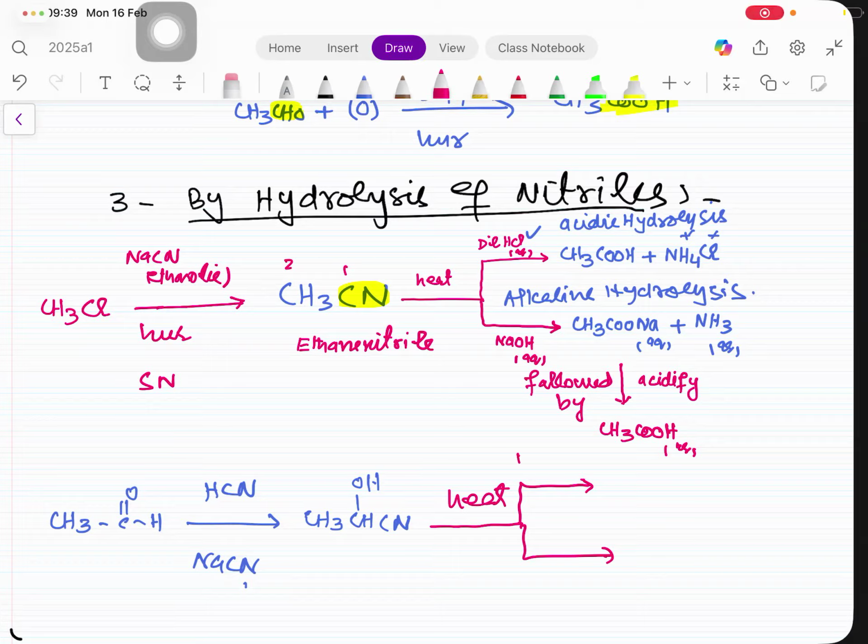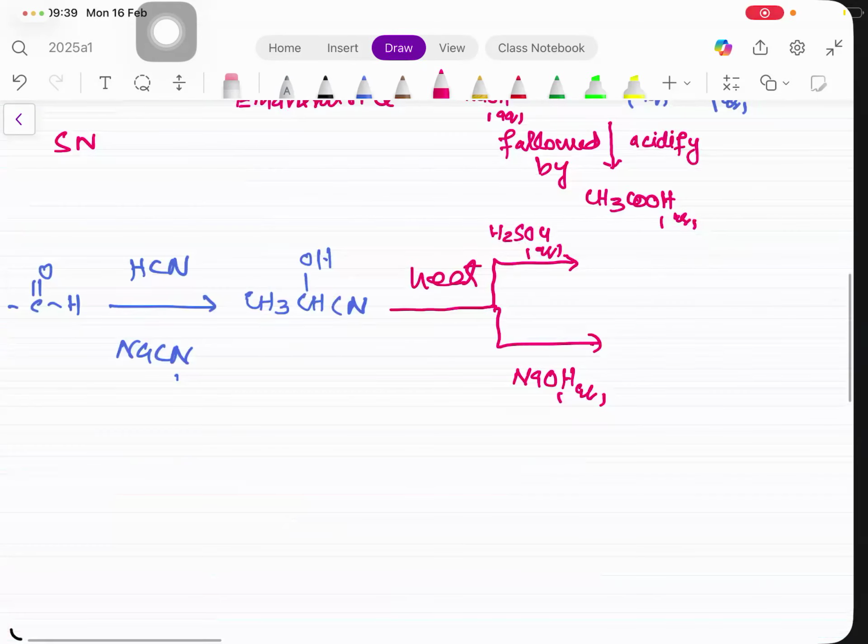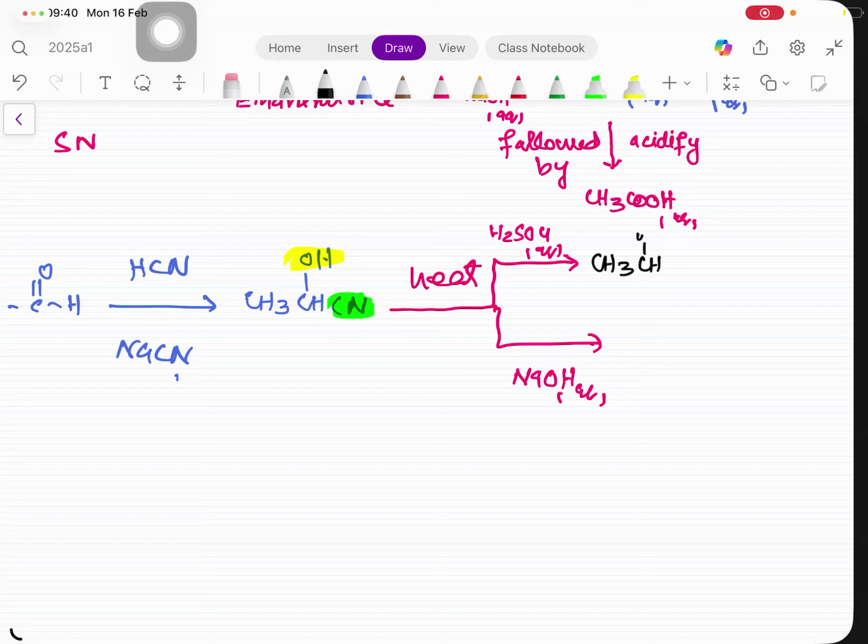Dilute, for example, now I'm going to take H2SO4 aqueous. Here is NaOH aqueous again. What happens? The hydroxy part is not going to react with acid. We know that. So when a functional group is not reacting with a particular reagent, that functional group remains as it is in the product. So the product only changes at CN, which will become COOH. So CH3CHOH is there, and this becomes COOH.